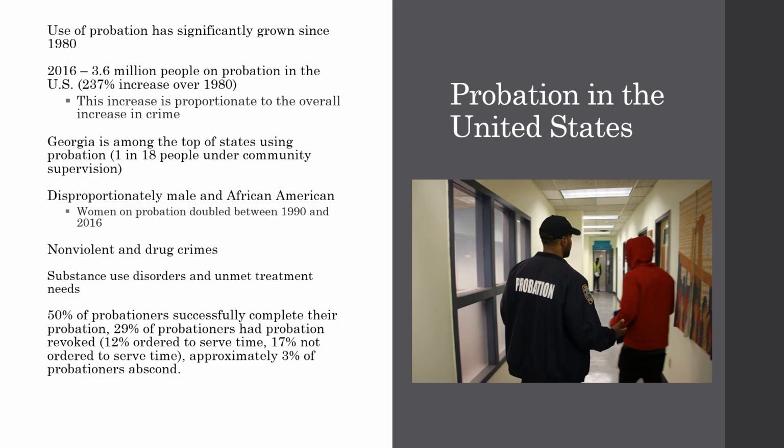So the use of probation has significantly grown since the 1980s. In 2016, 3.6 million people were on probation in the U.S. That's about a 237% increase over 1980. But this increase is actually proportionate to the overall increase in crime. Georgia, interestingly enough, is among the top states. It's actually number one in the use of probation. 1 in 18 people in the state are under some type of community supervision.